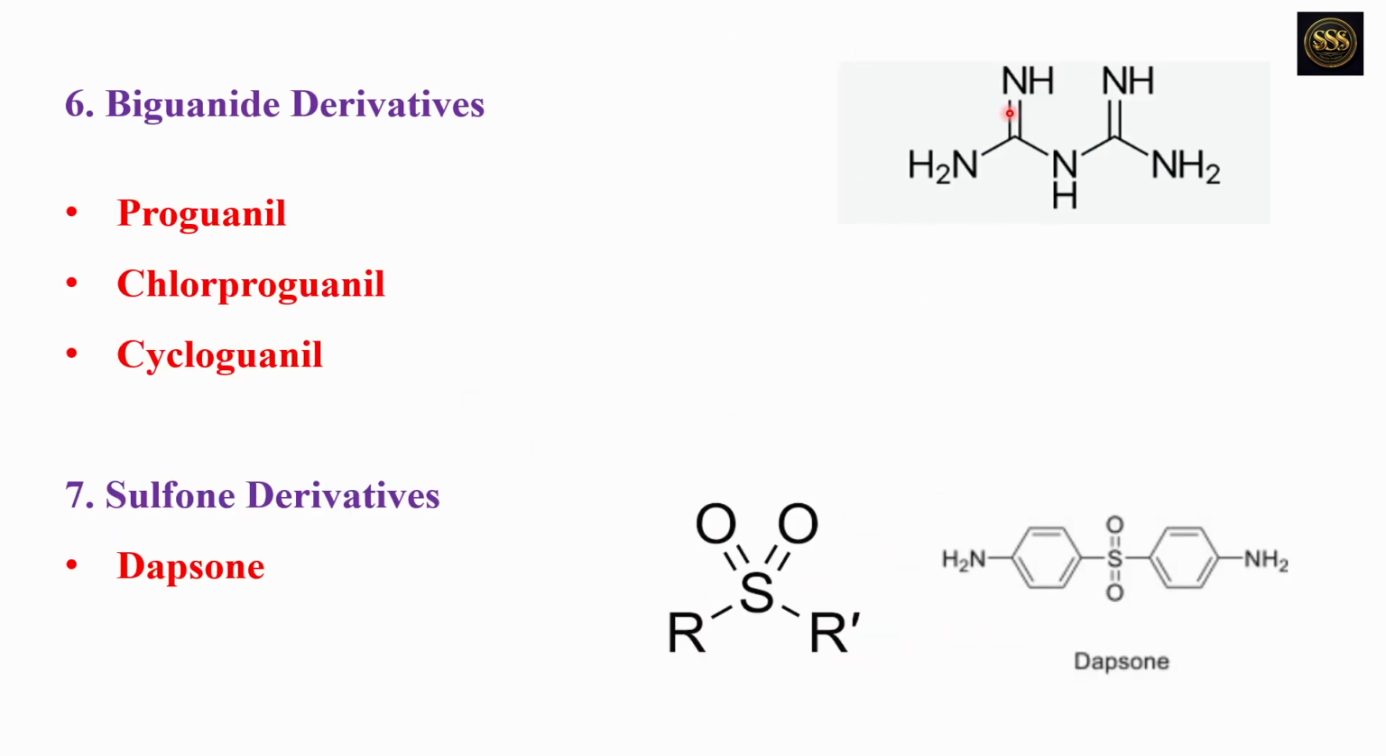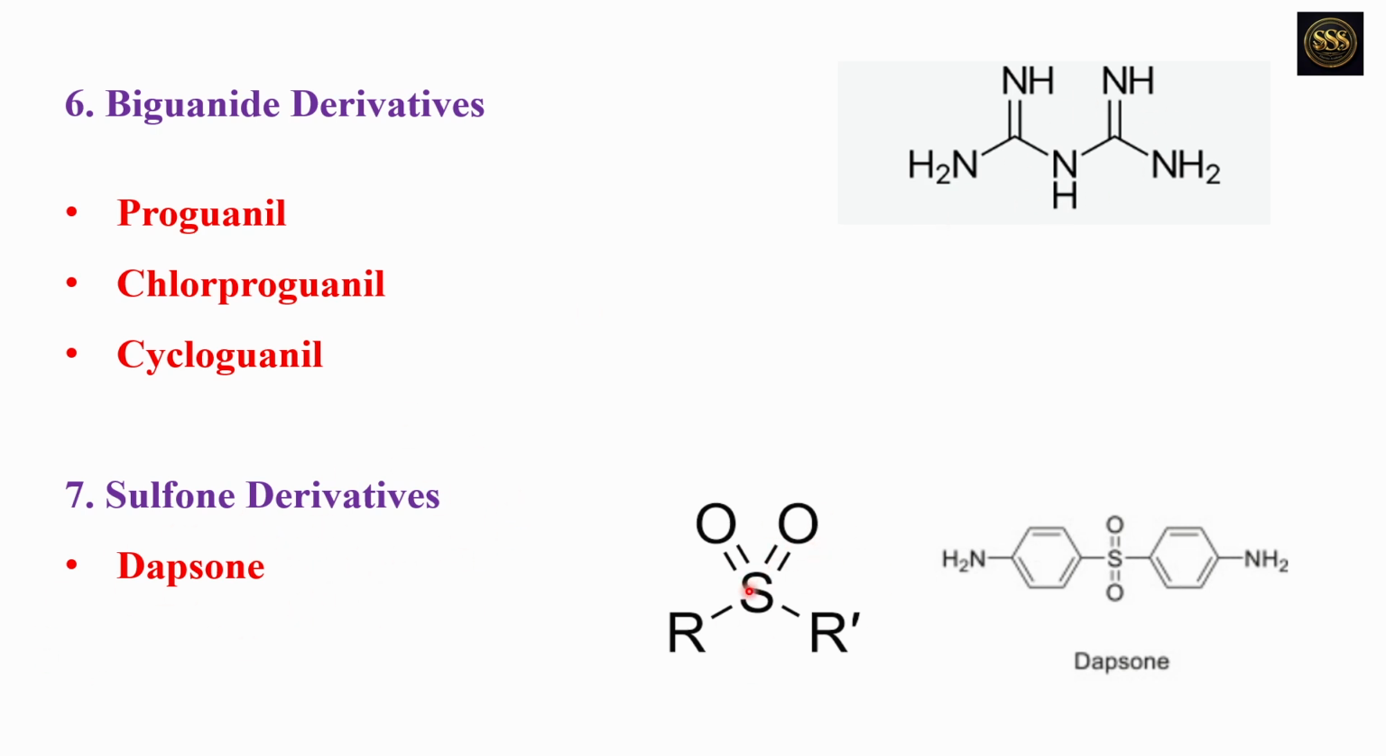Next is biguanides. You can see biguanides here, right? So proguanil, chlorproguanil, cycloguanil. So you can remember them as the guanils, right? Proguanil, chlorproguanil, cycloguanil, which come under biguanide derivatives. Biguanide. Next is sulfone derivatives, dapsone.